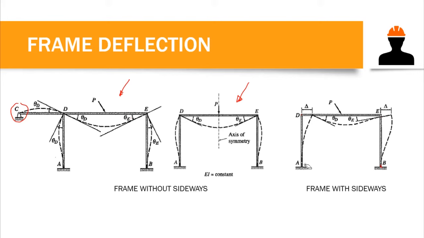In this video we will only try to solve a frame without sideways. So basically, the equation that we will be using is the same as with the beam, as I presented in my previous videos. But for a frame with sideways, we will be using the value of R, in which we have delta over L, because as we all know, R denotes chord rotation. Okay, so we have this example.